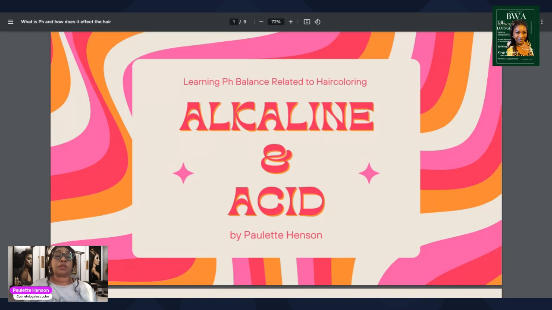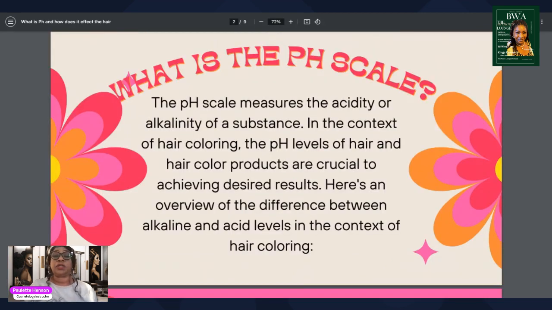Okay, what is the pH scale? The pH scale measures the acidity or alkalinity of a substance. In the context of hair coloring, the pH levels of hair and hair color products are crucial to achieving desired hair results. Here's an overview of the difference between alkaline and acid levels in the context of hair coloring.